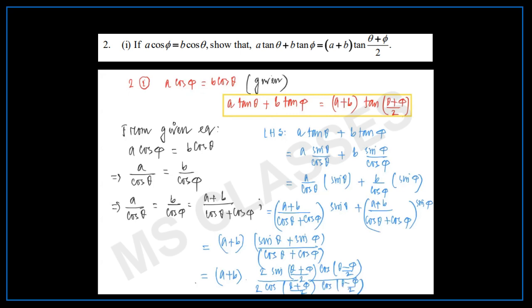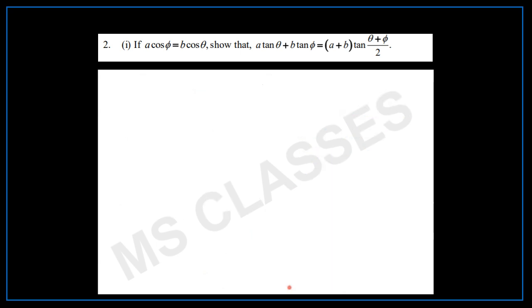Now we can see that this one and this one get cancelled out and we are left with A plus B into tan (theta plus phi) by 2, because 2 cancels out. This one cancels out. So that is the last term which we write after simplification: A plus B into tan (theta plus phi) by 2, which is the RHS part, and hence proved.